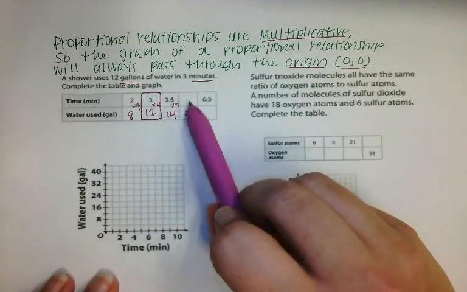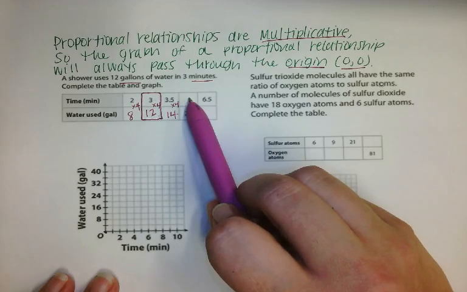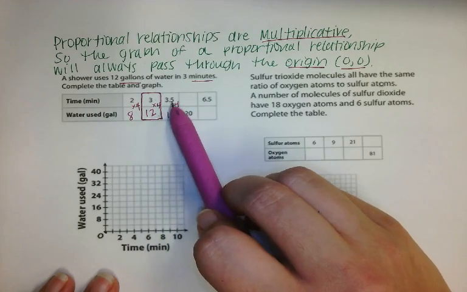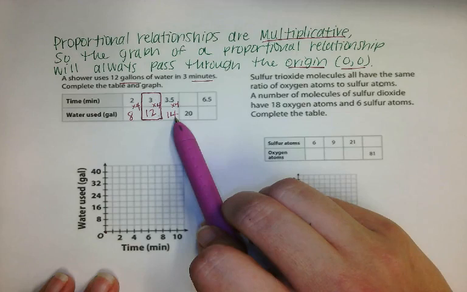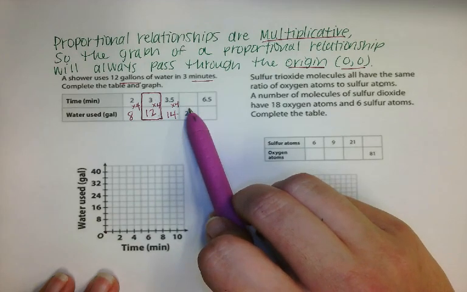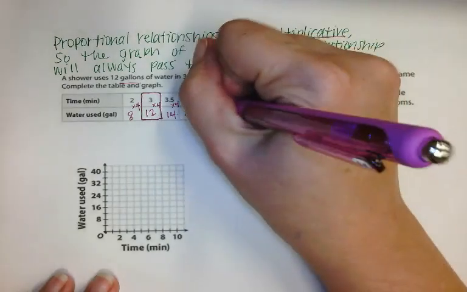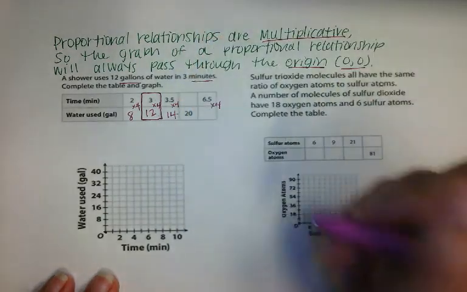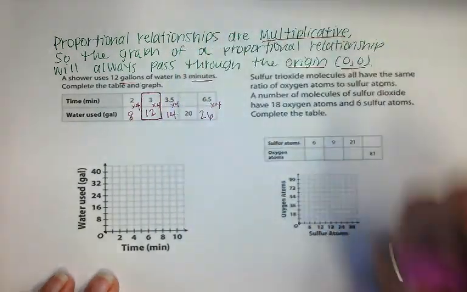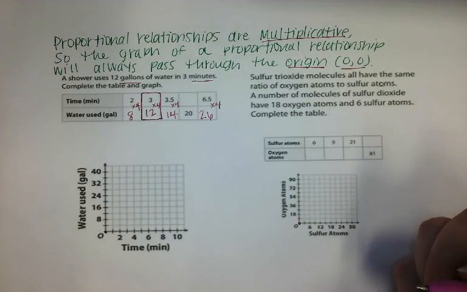I'm going to have to skip this one because in all my other relationships I started out with the minutes and I calculated for the gallons. So I'm going to skip this one for a second. And if I run the shower for 6.5 minutes, I will have used 26 gallons of water.